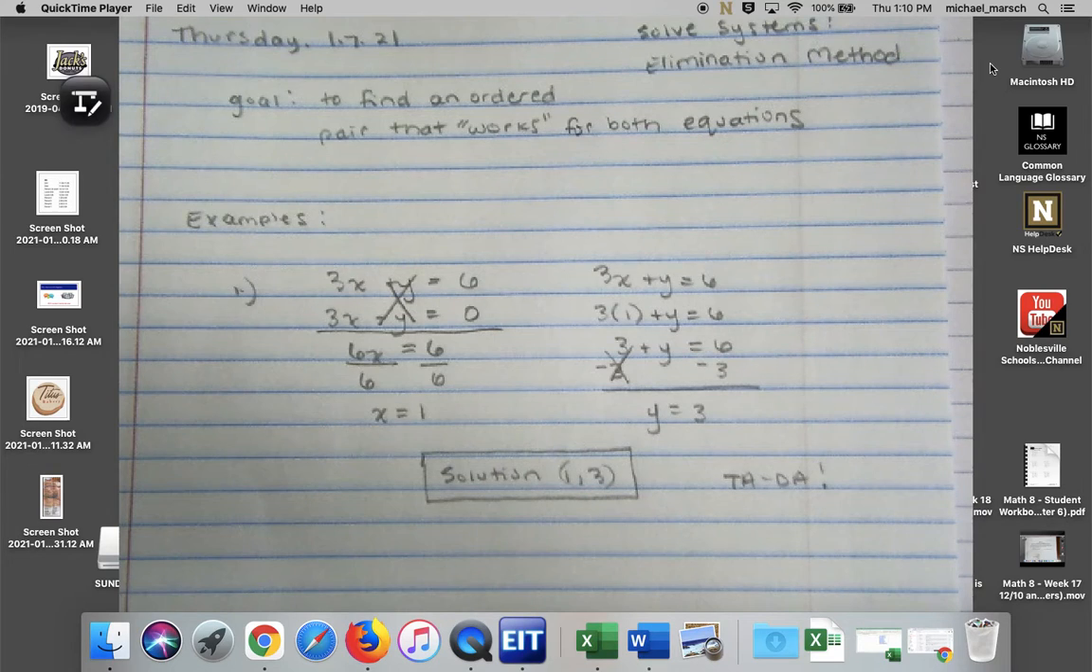So this is the elimination method. Again, you're going to have favorite methods. Everybody has their favorite. You have to show me you can do all 3, but then you can use whichever one you like on the majority of the quiz. There's the graphing, and the last one.